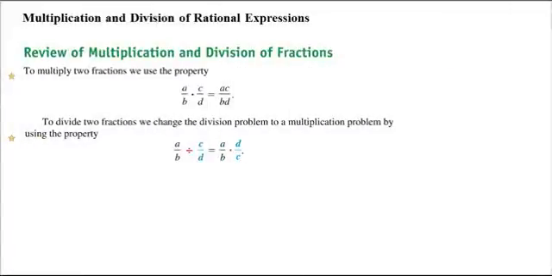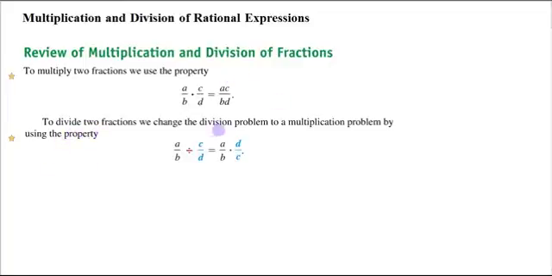Now we're going to learn about multiplication and division of rational expressions. So let's just review multiplying and dividing fractions. Remember, when we multiply two fractions, we use this property. If we have a over b and we're multiplying it by c over d, we just multiply straight across. A times c, b times d, so that we get ac over bd.